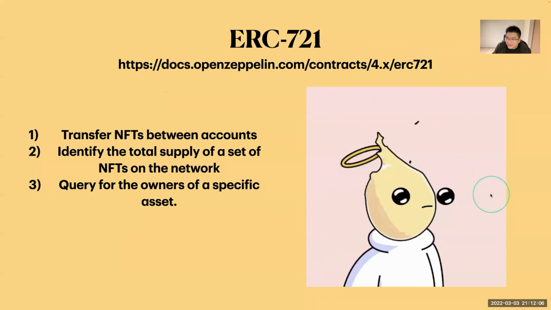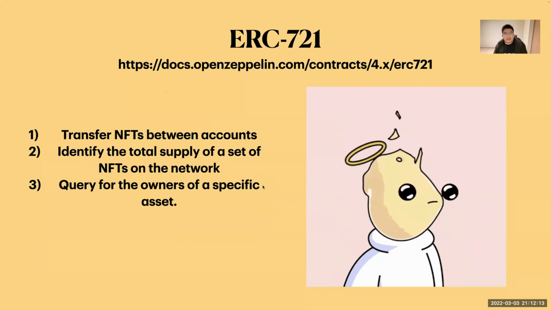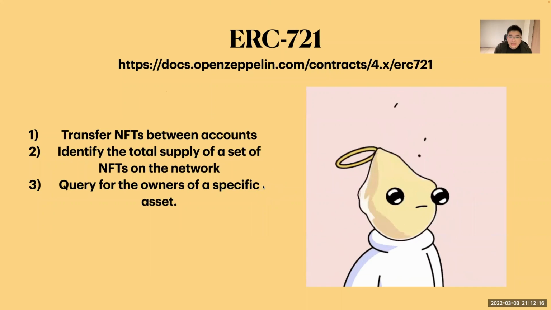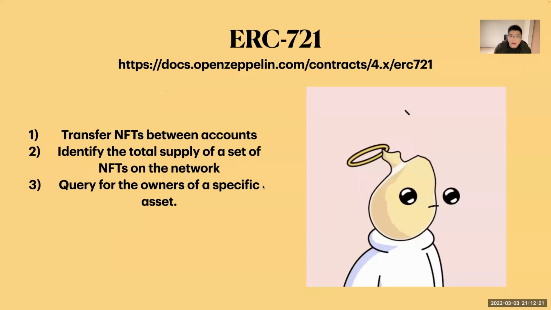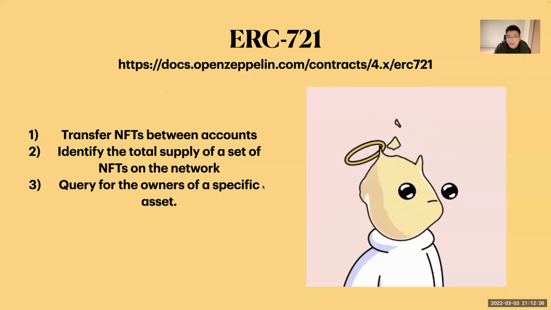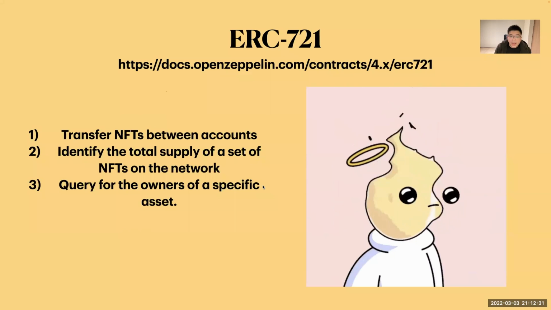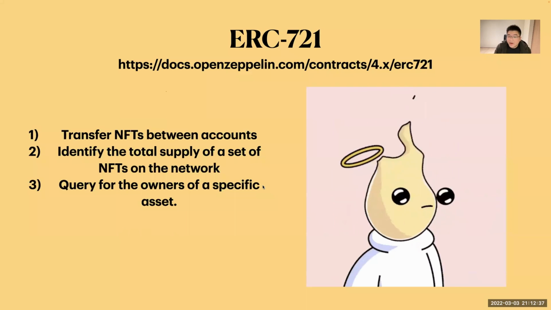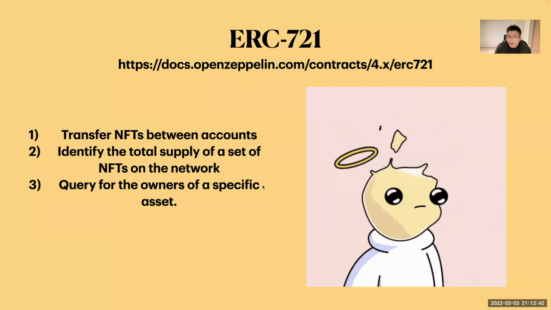Let me open the chat. Okay, so let's talk about this one, which is ERC 721. This is the smart contract that is specific to NFTs. So what can this contract do: transfer NFTs between accounts, identify the total supply of NFTs on the network. If you own it, you can query for the ownership of the specific asset.